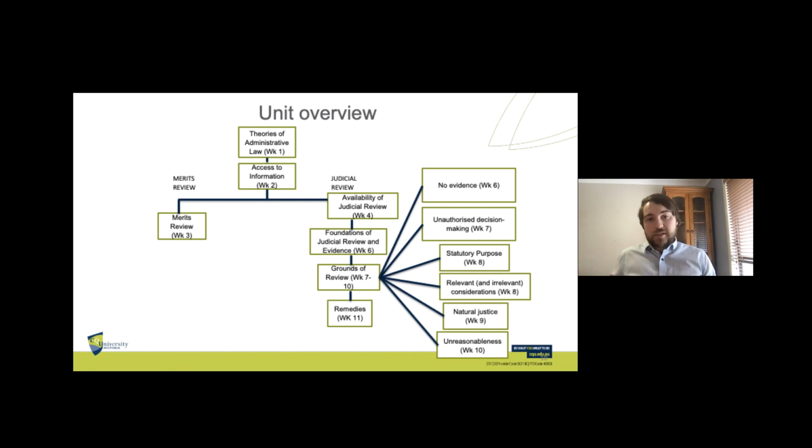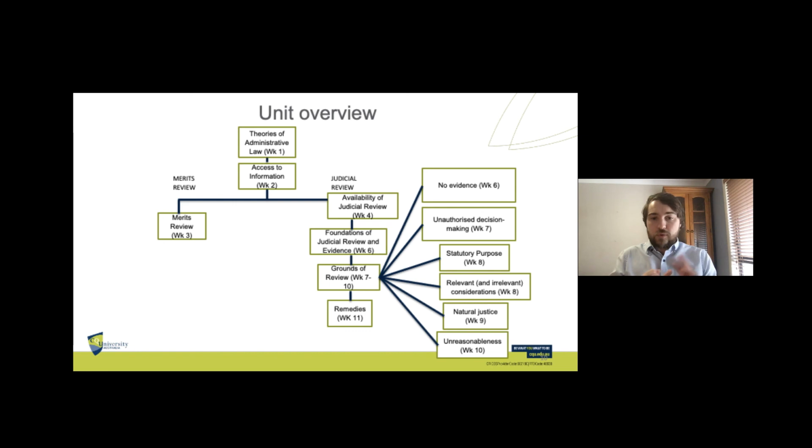Then for the rest of the course, we look at judicial review, which takes the review of a decision out of the executive branch and into the judicial branch. And that's really important as a distinction, because on the one hand, the judiciary has a lot more power to review a decision, but on the other hand, they also have a limit because of the separation of powers. There's a limit on what they can actually do with that decision. So we spend the bulk of the unit looking at the availability of judicial review. What are the circumstances in which you can ask a court to have a look at an administrative decision?